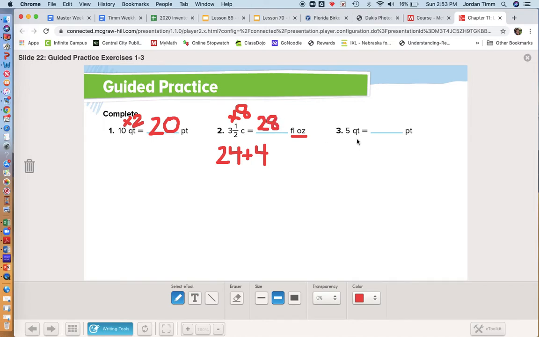I want you to try this last one out all on your own. All right, it's going to be similar to number 1. Good, first you have to figure out how many pints there are in a quart. There are 2. So you should know this fact. 5 times 2 is 10 is what you should have gotten.